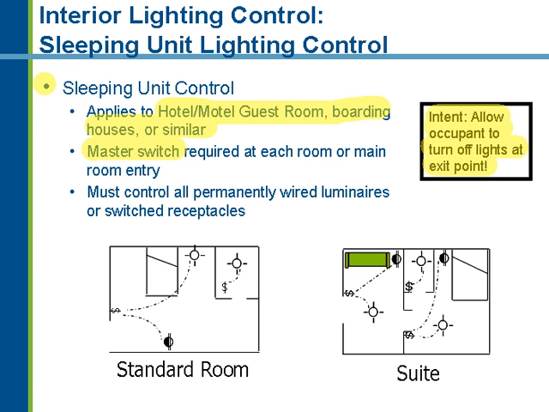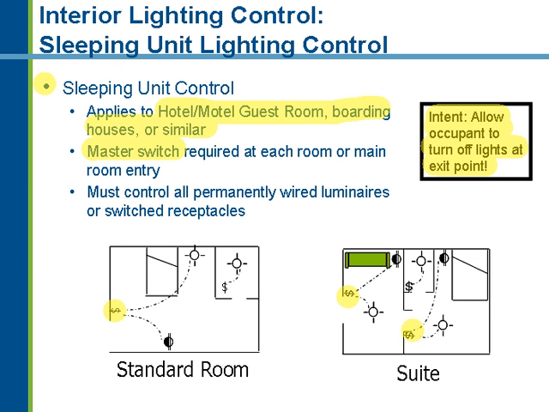As you can see from the two diagrams, if you have a standard room, there's going to be one switch at the exit door. However, if you have a suite with an interior bedroom, for example, you are allowed to have a master switch at each of the rooms. So as you leave each room, you can turn off the lights to that room, and that would meet the intent of the requirement.